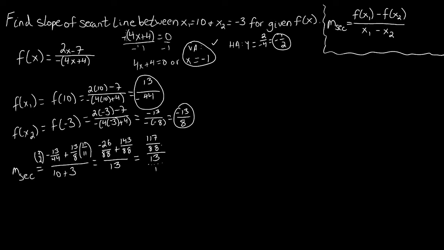The reason why that's important is because when we have a fraction divided by a fraction, we're going to do keep, flip, multiply to make it 1 fraction. What keep, flip, multiply actually is, is multiplying by the reciprocal of the denominator. When we do that, the denominator cancels out to 1, so we're left with 117 times 1 over 88 times 13. But we see that 13 divides into 117 9 times. So what this actually is, is 9 over 88. So what we get is that the slope of our secant line between x equals 10 and x equals negative 3 works out to be 9 over 88.